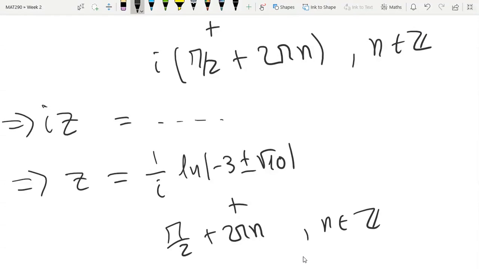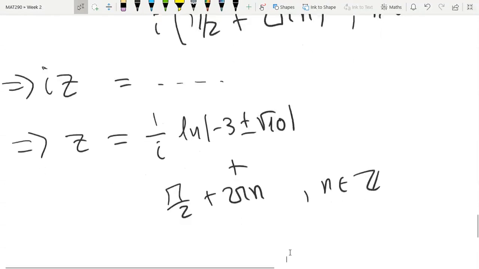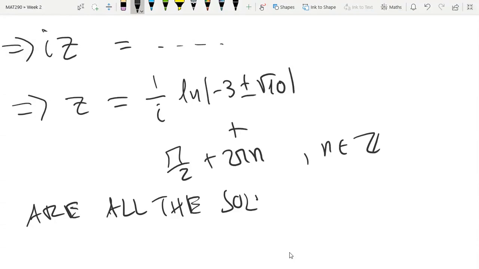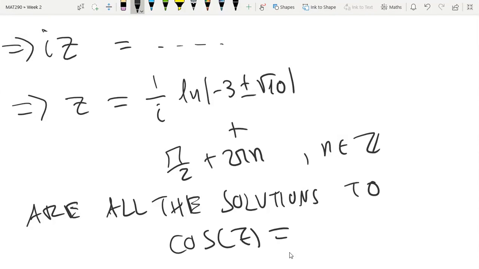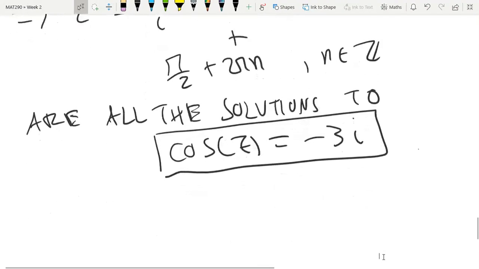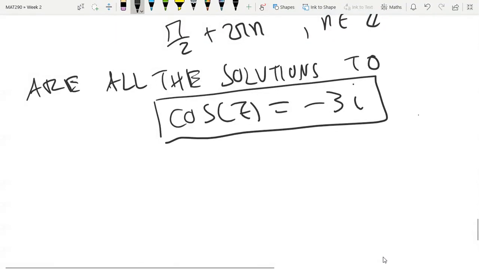All right, so these are all the solutions to cosine of z equal to, what was it, minus 3i. Okay, so we run out of time. If you want me to do more examples for trigonometric, just tell me.